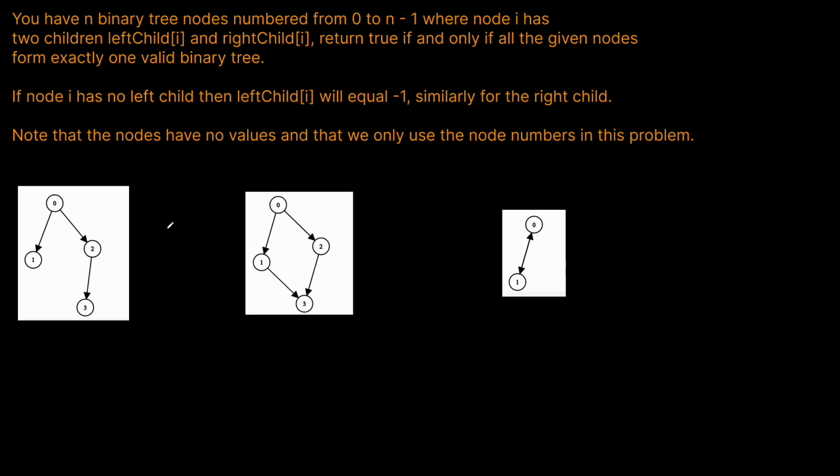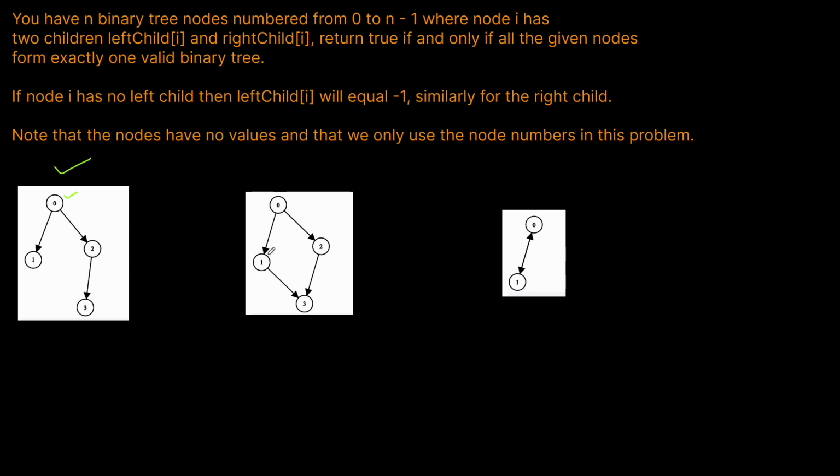So let's look at some of the examples that Leetcode provides us and think about whether or not each is a valid binary tree. In this question, as we can see, this is a valid binary tree. Why? Well, there's only one root. Each node has only one parent, and it has at maximum two children. So this is a valid tree.